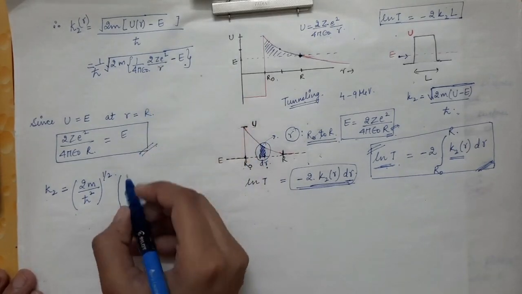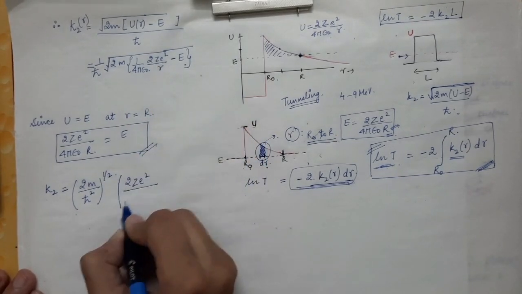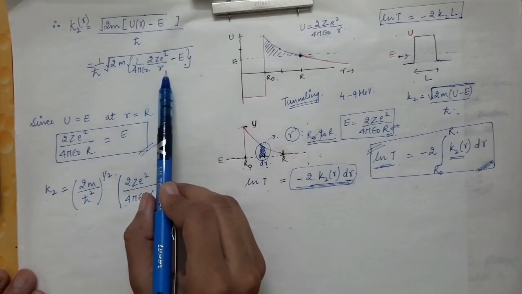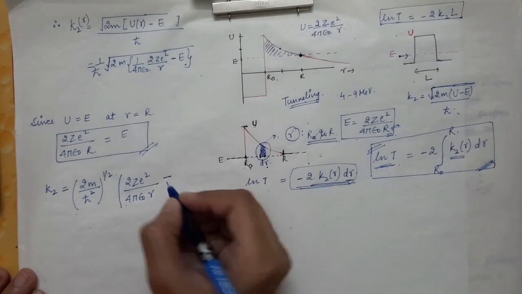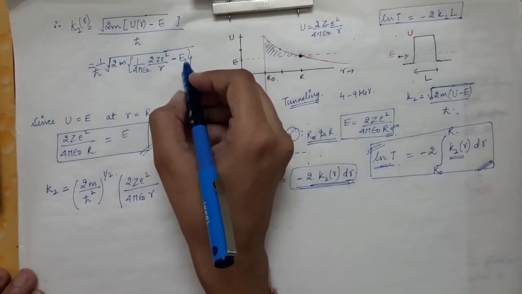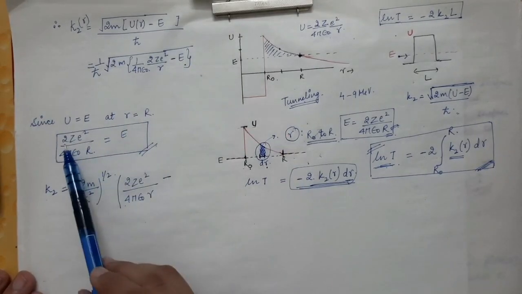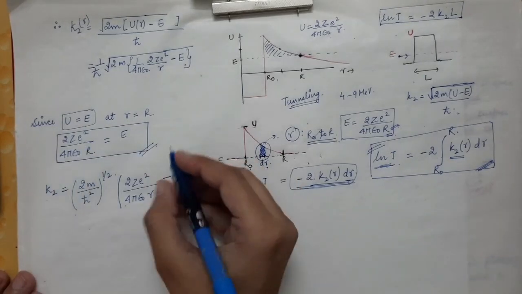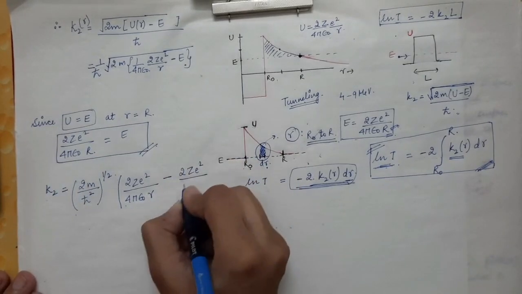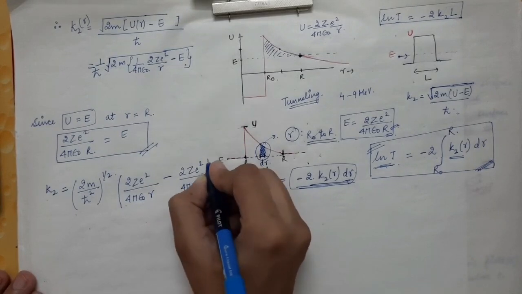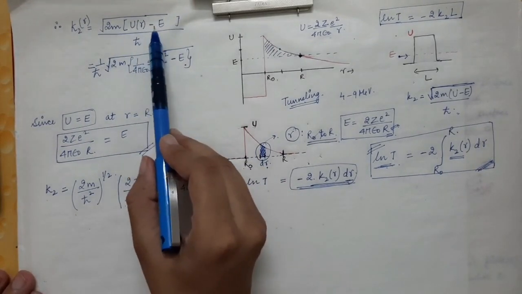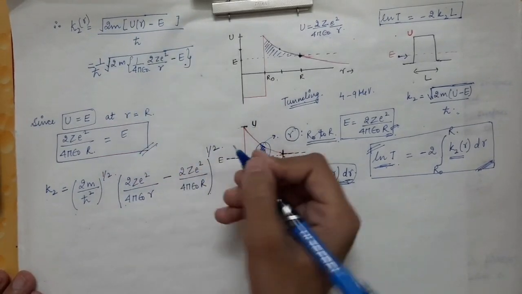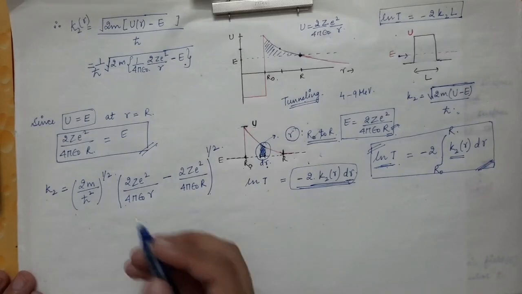We will have 2Ze² divided by 4πε₀r, minus the energy of the alpha particle, which we have just calculated using this equation. So that will be 2Ze² divided by 4πε₀R, and what we have is (U minus E) to the power 1/2 because we are taking the square root. So this will be whole power 1/2. So this is the expression of K2.